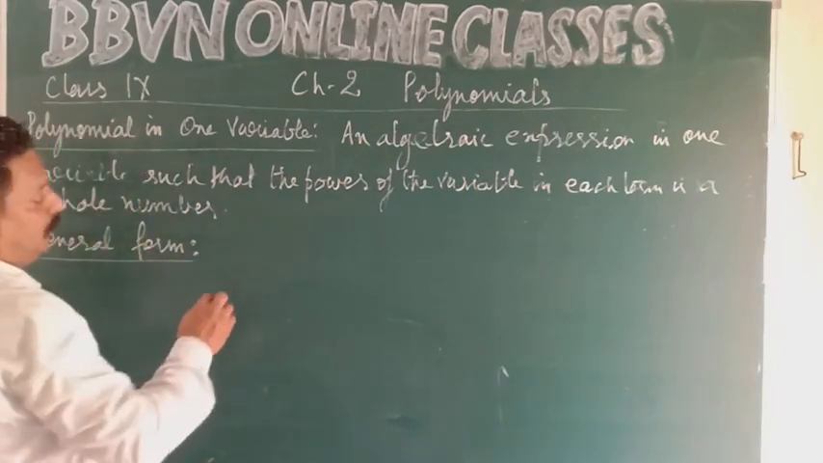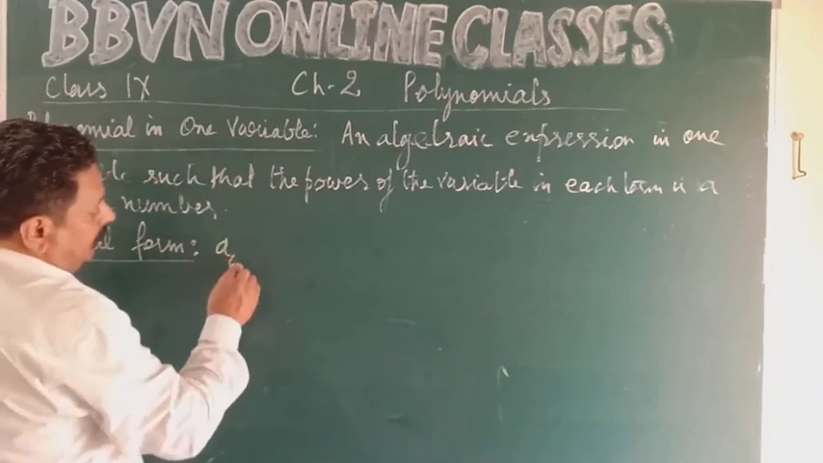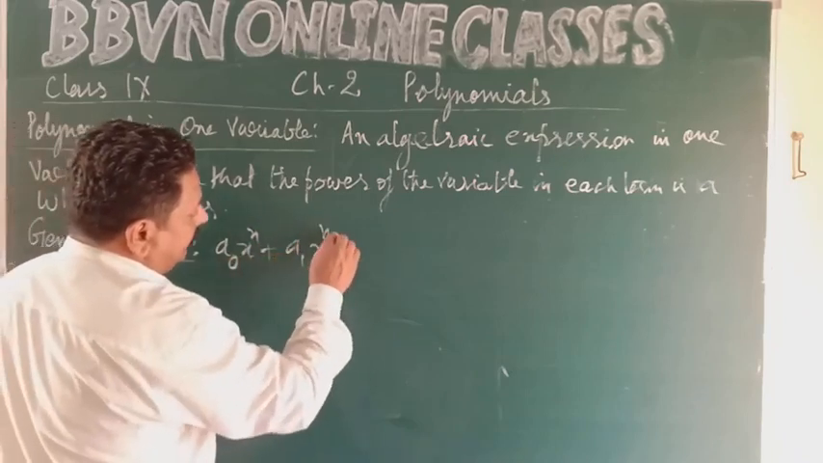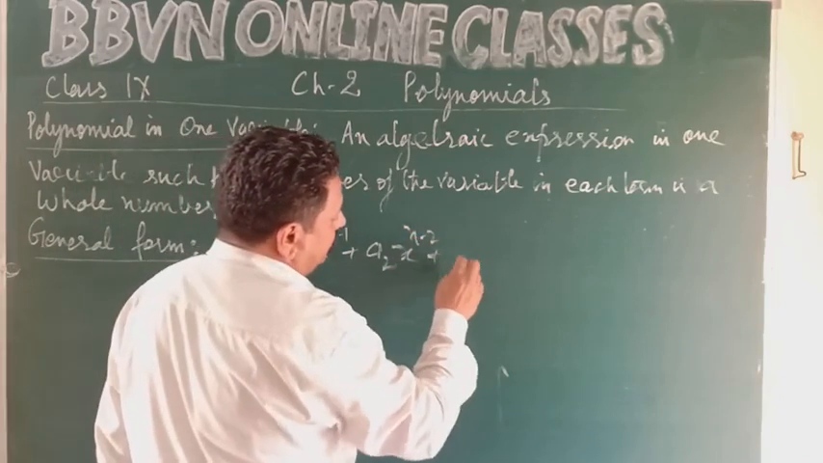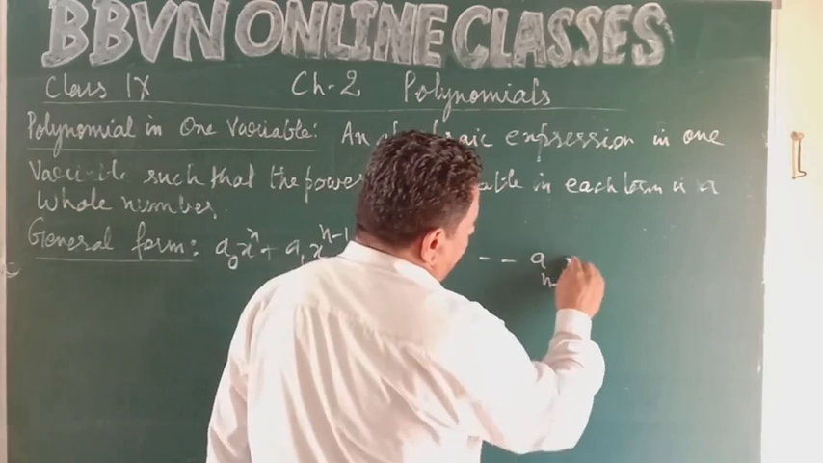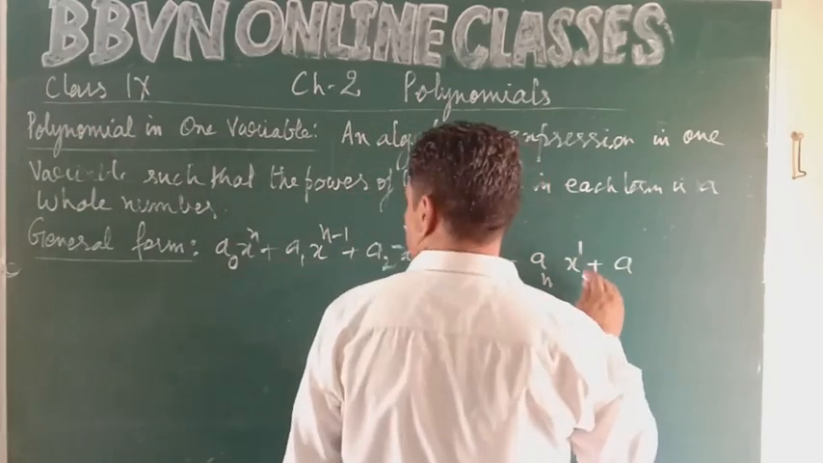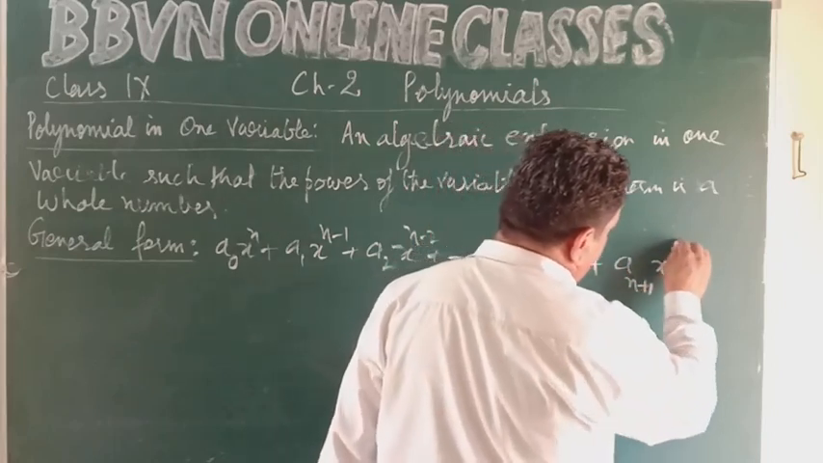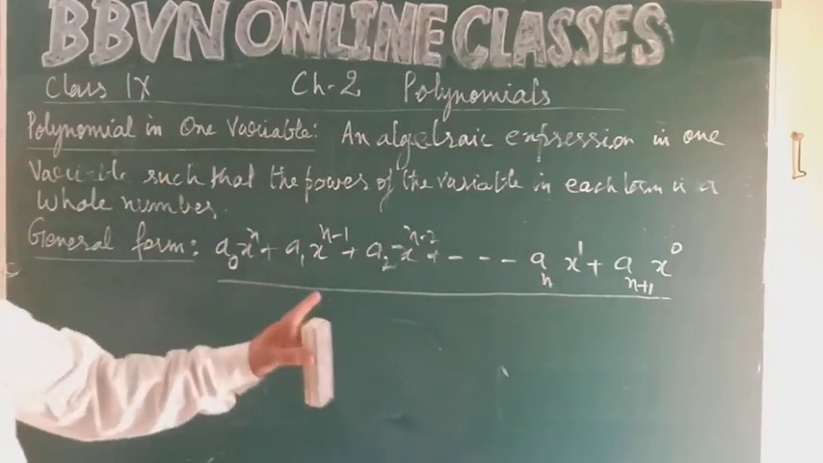What is the general form of a polynomial in one variable? a0 x power n plus a1 x power n minus 1 plus a2 x power n minus 2 plus so on, a n minus 1 x power 1 plus a n x power 0. This is the general form of a polynomial.